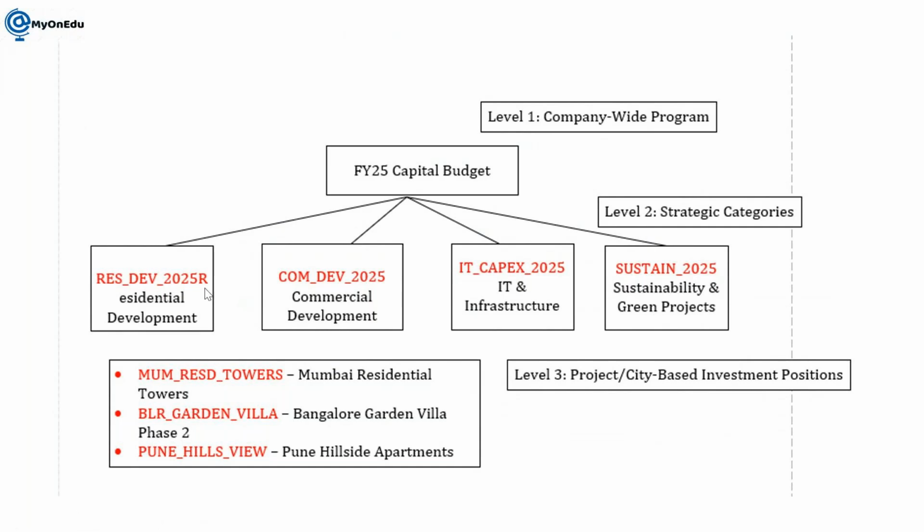Here we'll understand in the system how to define these codes and all. Let's say under residential development, again we are having three further positions. One is for Mumbai residential, another is Bangalore garden villa, next is Pune hillside apartment. So these are the three different positions, and under that we can have new proposals and projects. So this is our investment program structure. Okay, any question here?